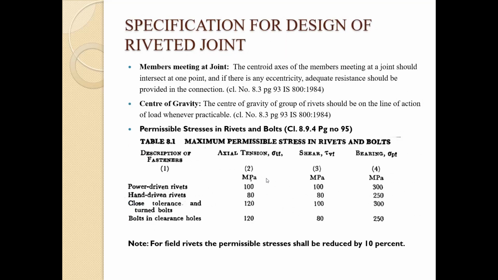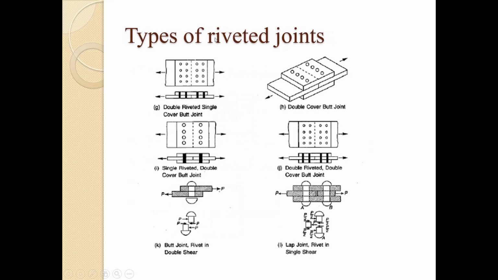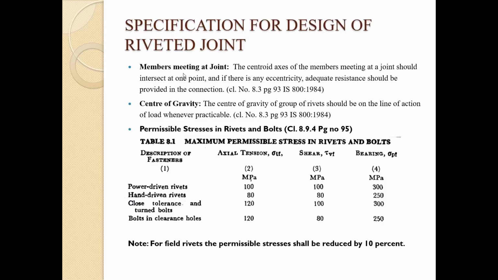Then, the center of gravity. The center of gravity of a group of rivets should be on the line of action of the load wherever practicable. So as here you can see, this is the group of rivets and the group CG lies over here. So the CG of this member lies over here. So the load passing through CG and the CG of connection should coincide wherever possible. These two clauses have been given in clause number 8.3, page number 93 of IS 800.